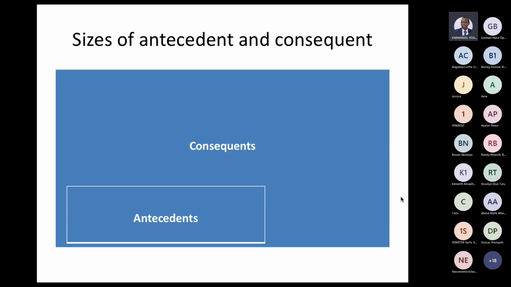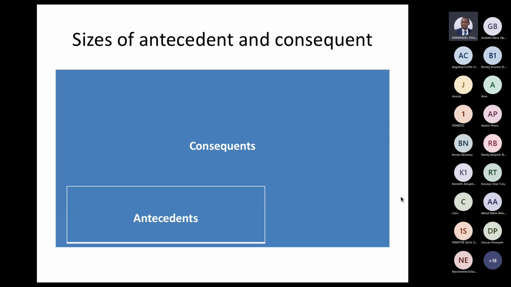Now look at the sizes of the antecedent and the consequent. The consequent is a larger box compared to the antecedent. You'll notice that the antecedent box is completely in the consequent box. So everything in the antecedent is automatically also in the consequent. That is why we said all Ghanaians are Africans. Peter is a Ghanaian, therefore automatically Peter is an African.